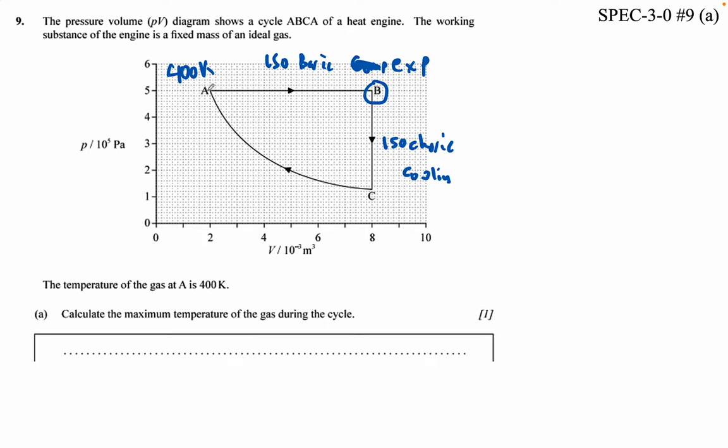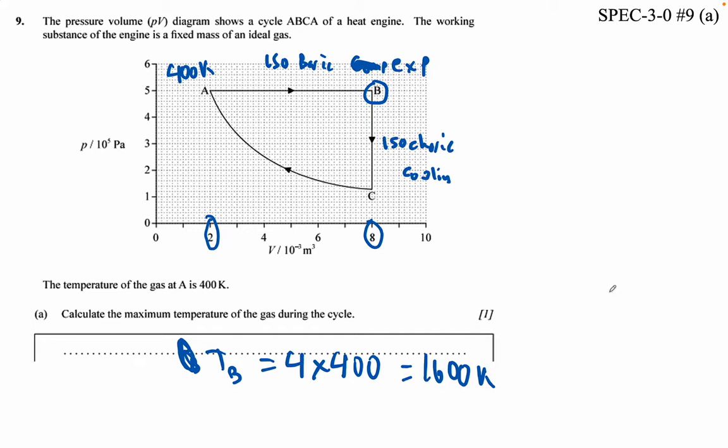Now, if you look at B, right, our volume here is 2 times 10 to the minus third cubic meters, okay? Here, it's 8 times 10 to the minus third. The pressure stays constant, but you have 4 times the volume. And the only way to do that is to have 4 times the temperature. So the quick answer here is that the temperature at B is 4 times 400, because it's 4 times the volume, right? Is 1600, and that's the right answer, okay?